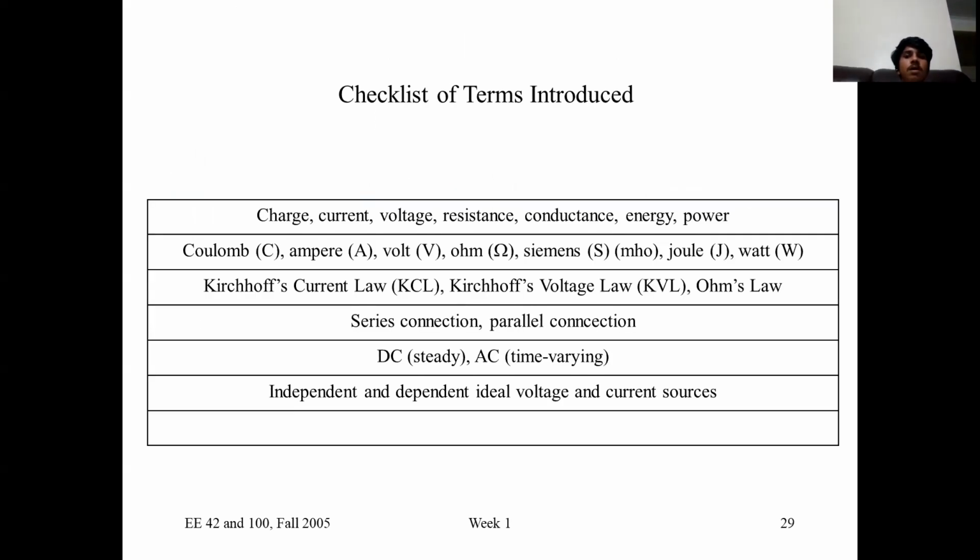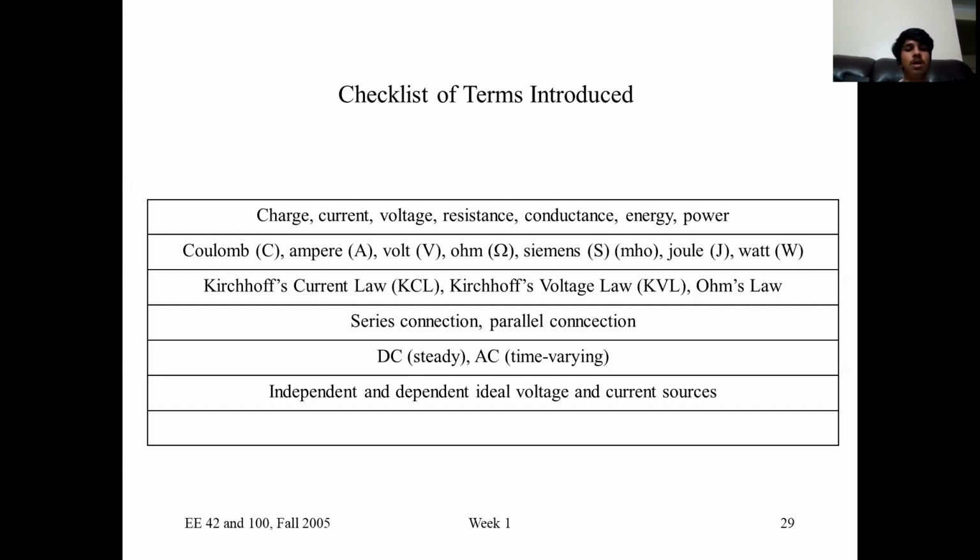Checklist of terms introduced: charge, current, voltage, resistance, conductance, energy, power. Coulomb, ampere, volt, ohm, Siemens, joule, watt, Kirchhoff's current law, voltage law, Ohm's law, series connection, parallel connection, DC, AC, independent and dependent ideal voltage and current sources.